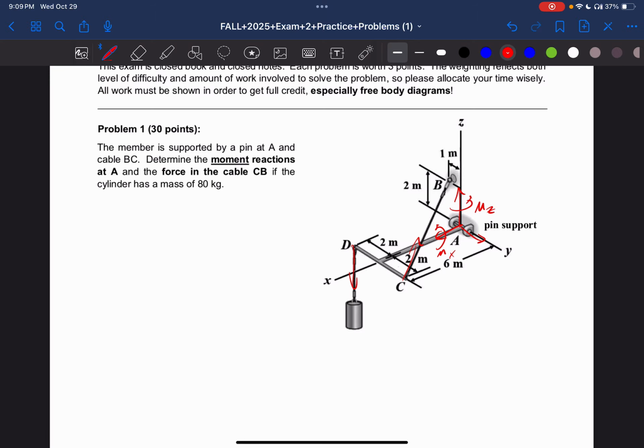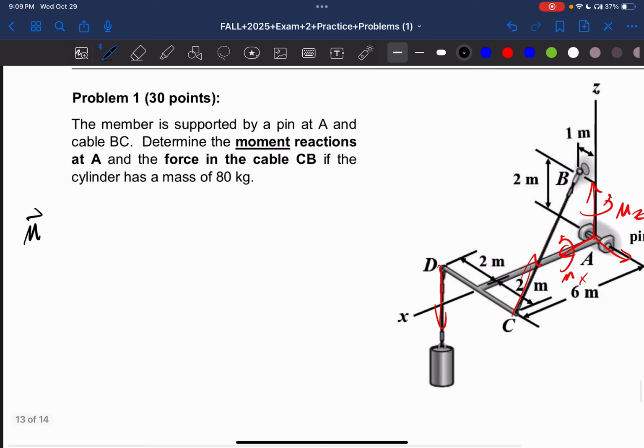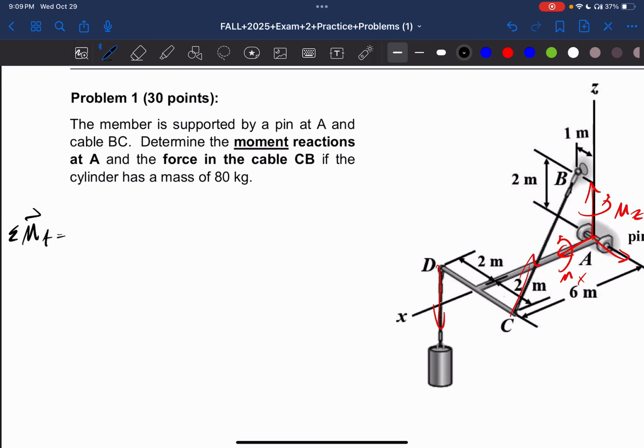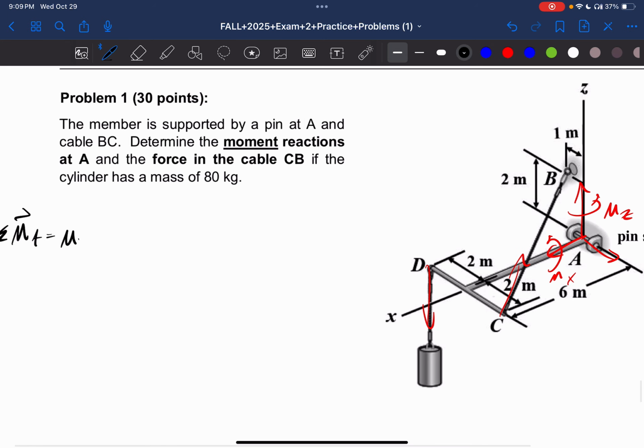We can do the moments. Yeah, let's do the sum of the moments. Okay, this is going to be actually quite long. I'm not going to lie. Okay. So the sum of the moments at A is going to be equal to Mx in the i direction plus Mz in the k direction.